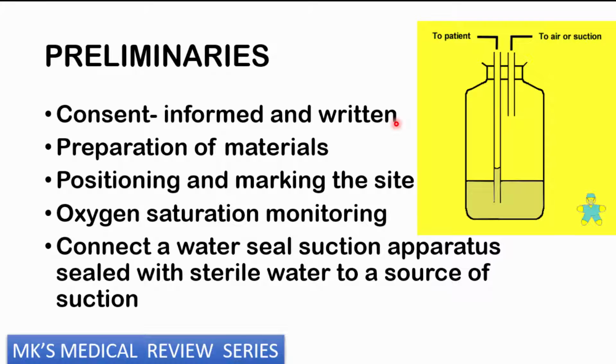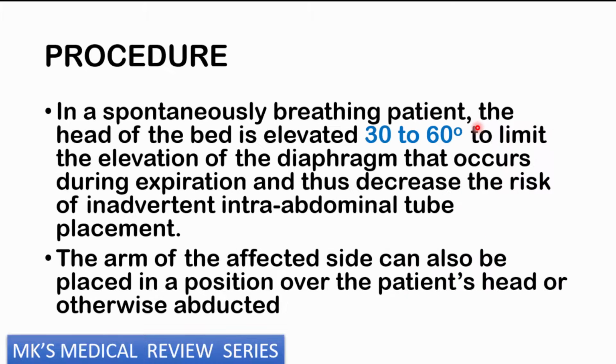So the preliminaries that you have to ensure are that the patient should be informed of the procedure, and there should be a written consent taken. You should prepare the adequate materials, the ones that I listed for you a few slides earlier. You should position the patient and mark the site. You should have oxygen saturation monitoring close by, as well as an oxygen supply very close by. Then you should connect the water seal apparatus with sterile water to a source of suction. And this is the simple mechanism that I showed you earlier on.